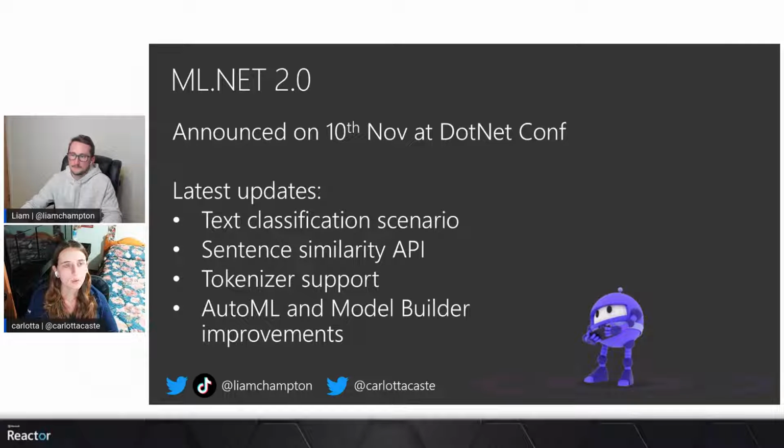Another cool new update is the sentence similarity API. The sentence similarity API uses the same underlying model as the text classification API, but instead of predicting a category given a text as input, the model calculates a numerical value that represents how similar 2 sentences are to each other.